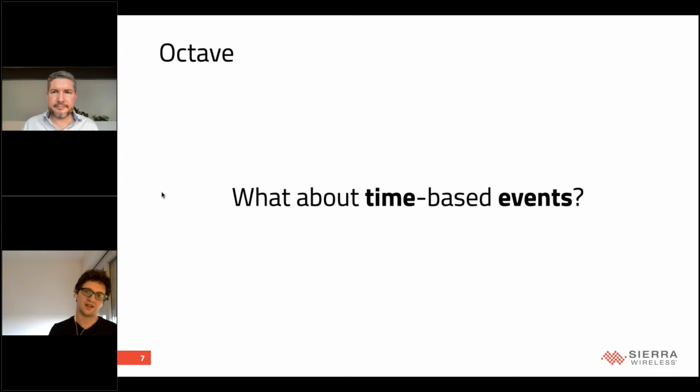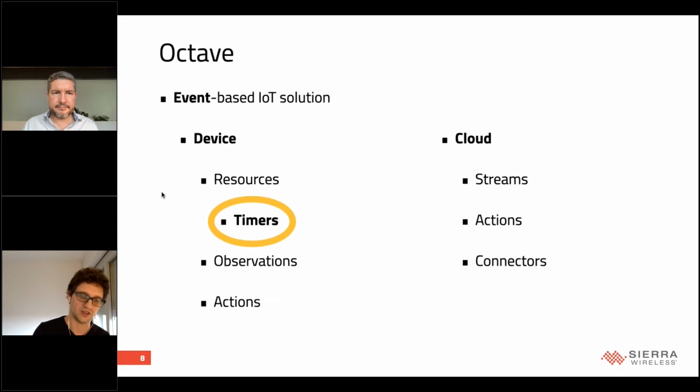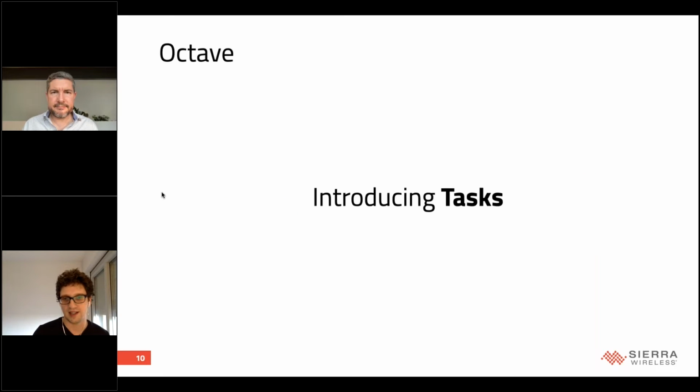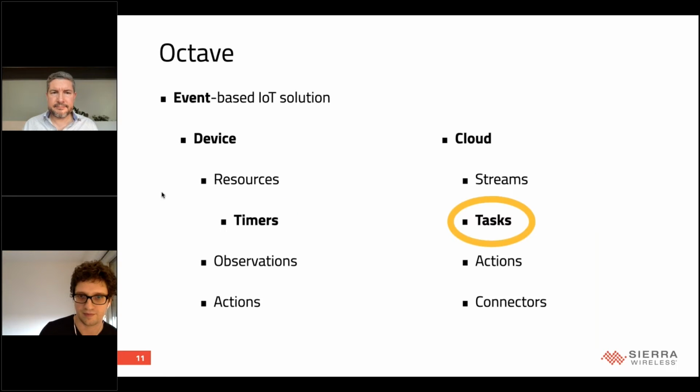But what about events that are not produced by new data, but by time? So on the edge, we have a solution, which is timers that were introduced in the first session of the What's New. But what about the cloud? And that's where tasks come in. So cloud tasks are the equivalent, I'd say, to timers on the edge. They enable to use time in order to produce new events.